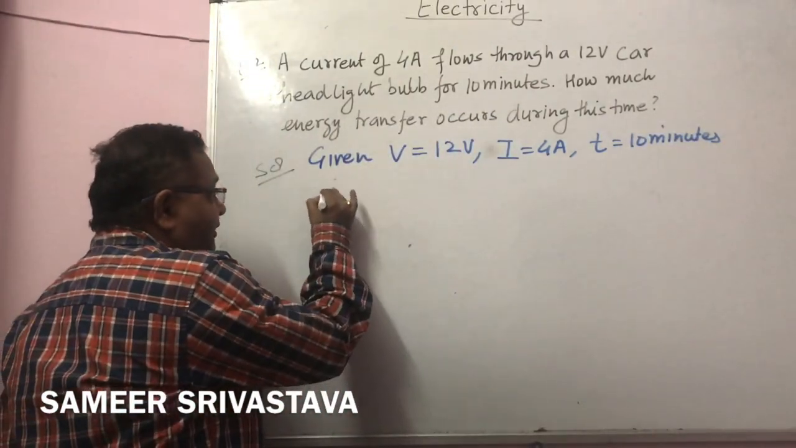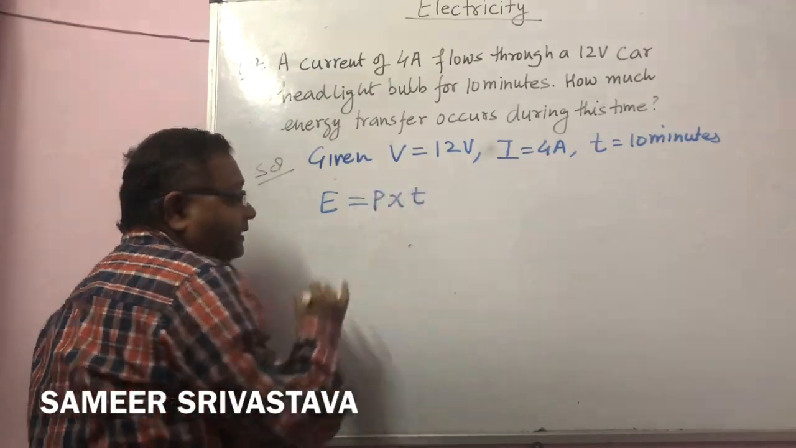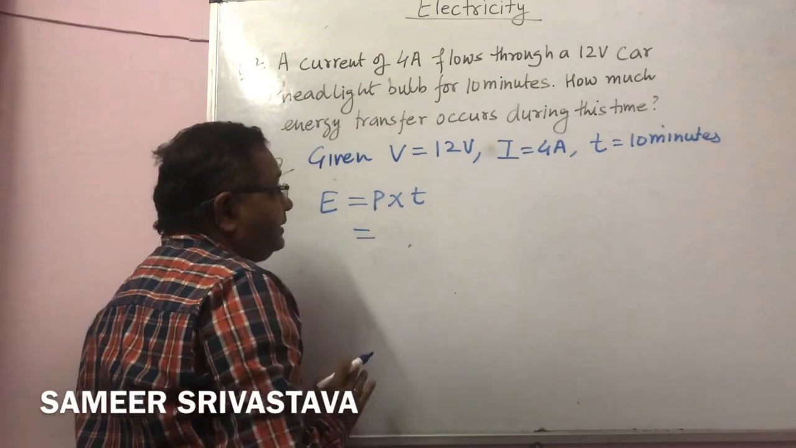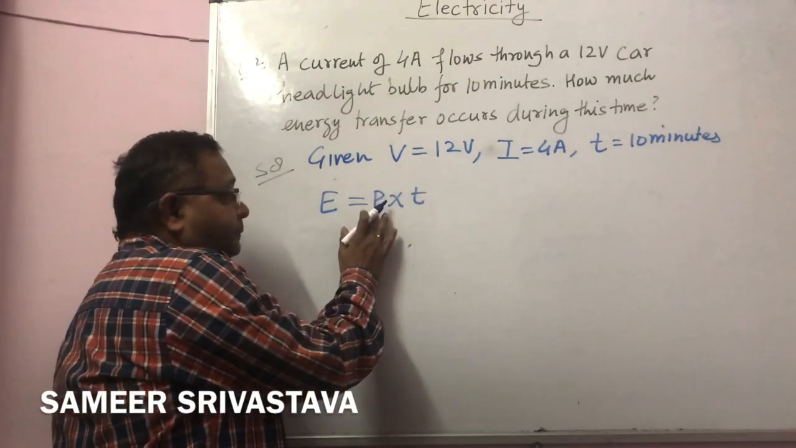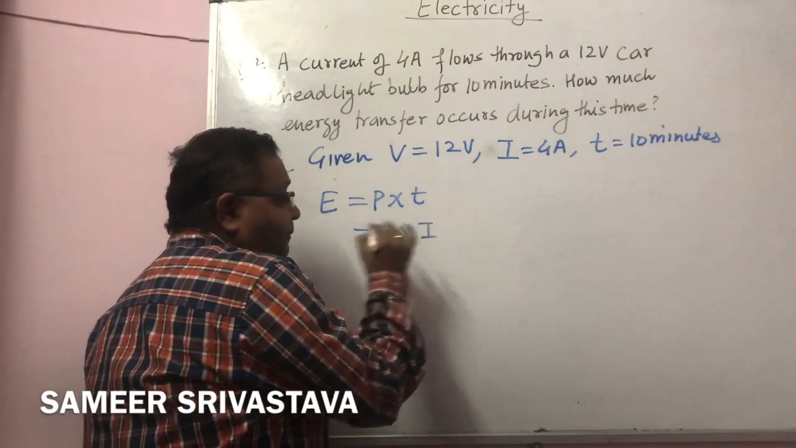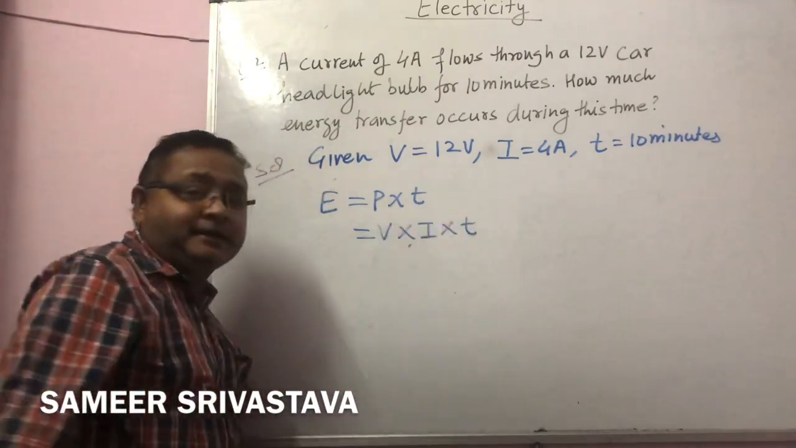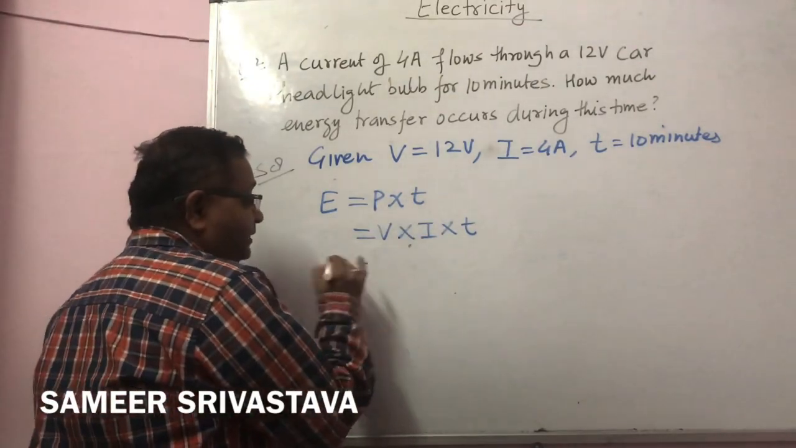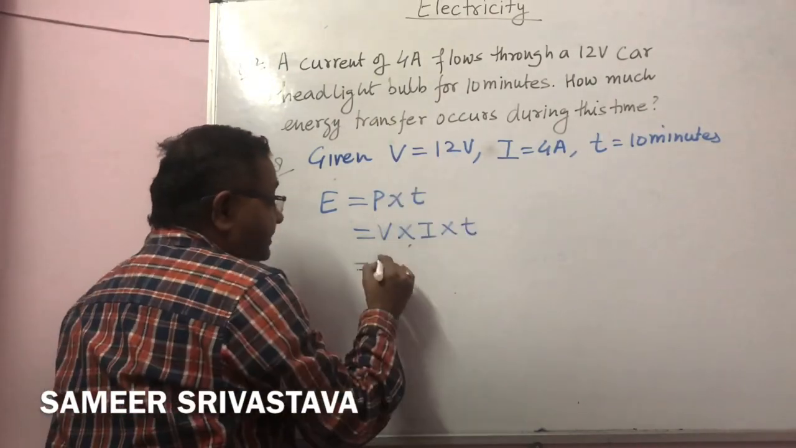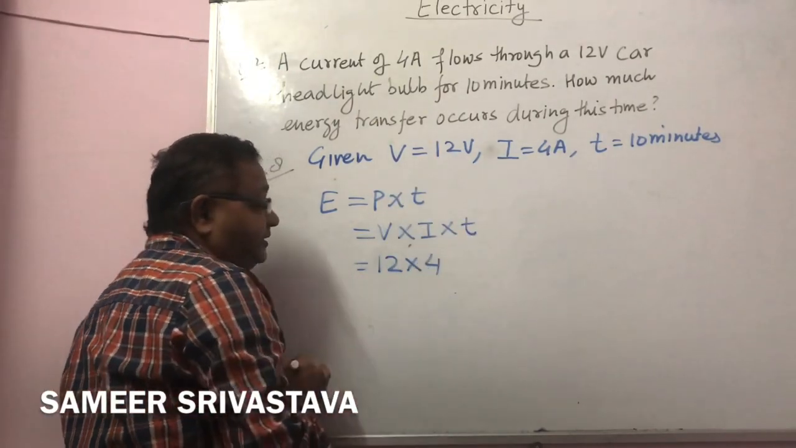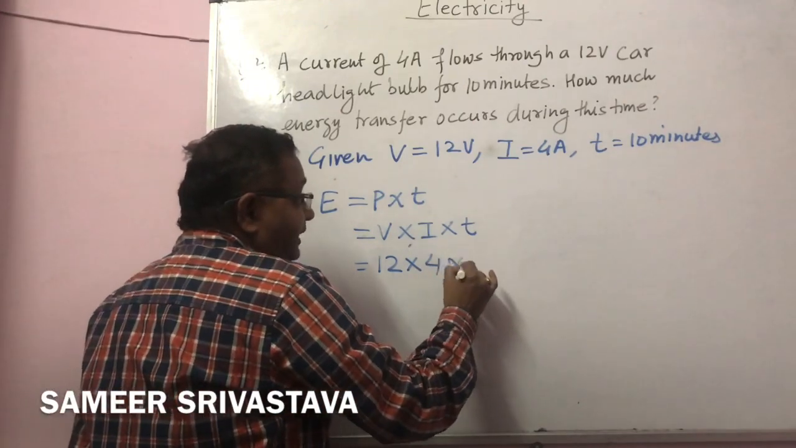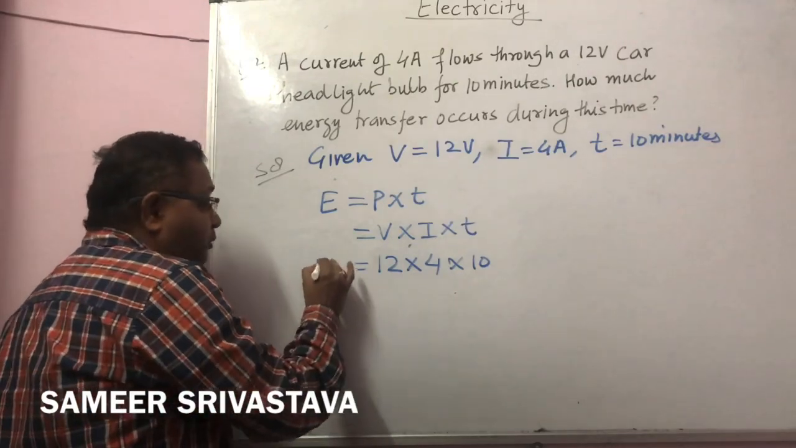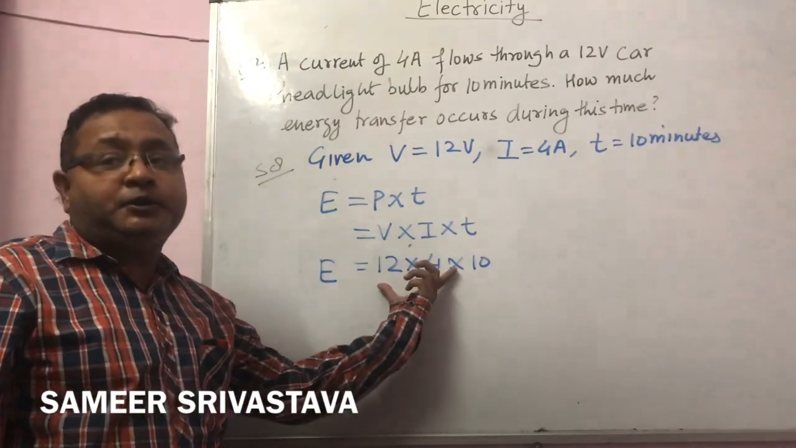So first of all, we know that energy is equal to power multiplied by time. So put the values of power and time. The power value is nothing but voltage multiplied by current, and multiplied by time. We put the power as V into I and multiplied by time. Okay. Now voltage value is given as 12, current value is given as 4 and time is given as 10 minutes. Right?